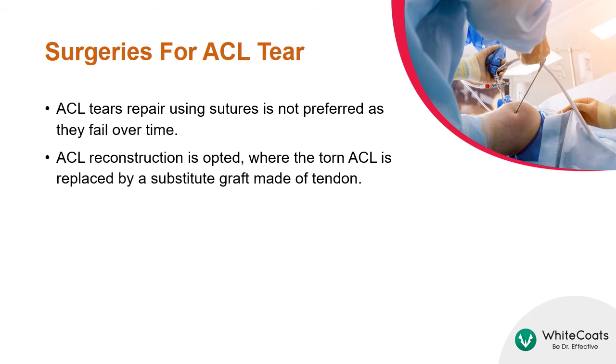Anterior cruciate ligaments are not usually repaired using sutures, because they have been shown to fail over time. Hence, ACL reconstruction is opted for, where the torn anterior cruciate ligament is replaced by a substitute graft made of tendon.